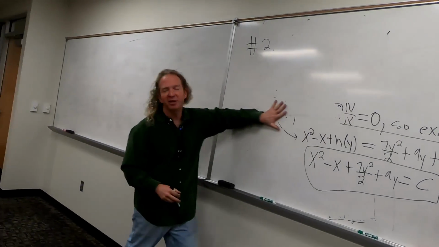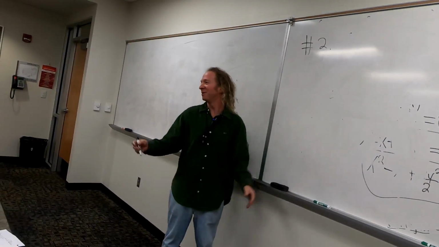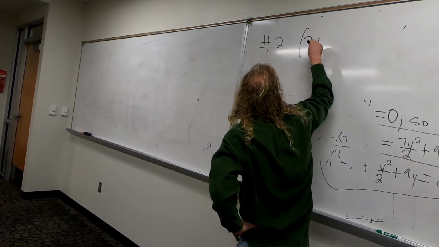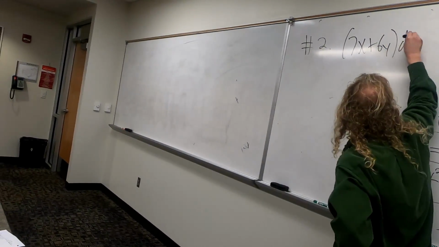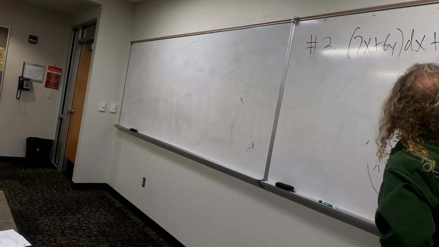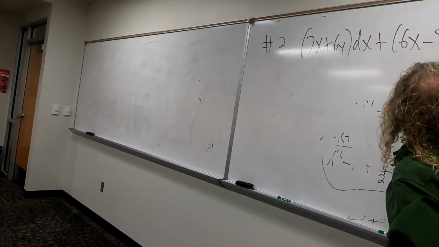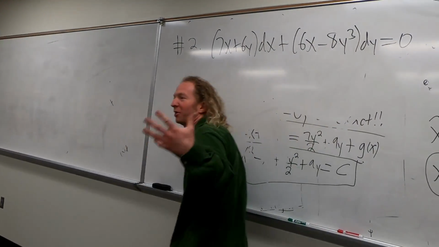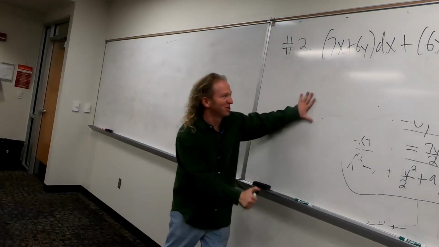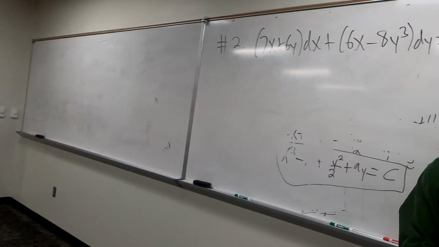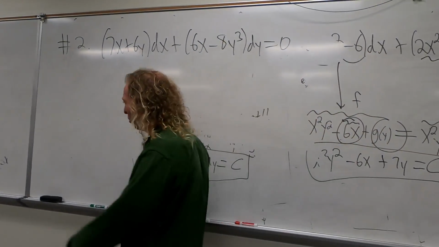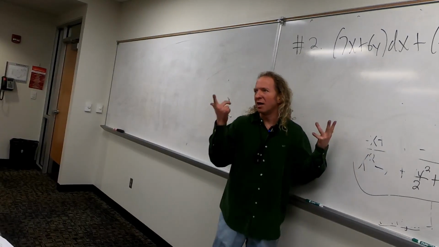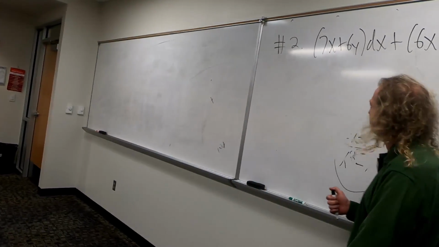Can Nikki read me number 2, please? Parentheses 7x plus 6y dx plus parentheses 6x minus 8y cubed dy. I'd say you should try, but we only have 5 minutes, so we should just do it. So that's the question. There are some with harder integrals, like an arctangent in the homework, but I didn't want to push it with how much time we have.